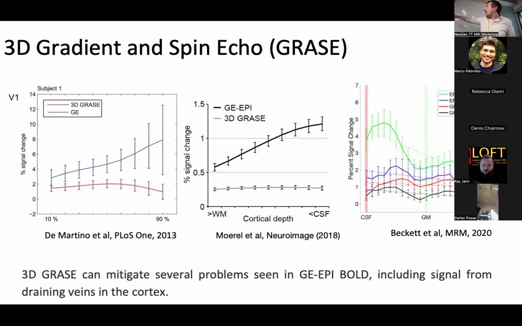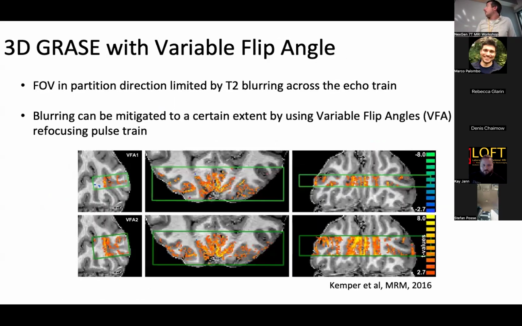And on the right here is some work that we did comparing gradient echo BOLD, VASO, and 3D GRASE BOLD. And you can see this is in M1, so we're looking for this characteristic double peak that Renzo showed. And the green has the bias towards the cortical surface, whereas the blue and red lines, which is VASO and 3D GRASE, are much flatter, and so you're much better able to see this double peak. So 3D GRASE can mitigate a lot of the problems seen in gradient echo BOLD. So it's a sequence people might be very interested in using for layer fMRI.